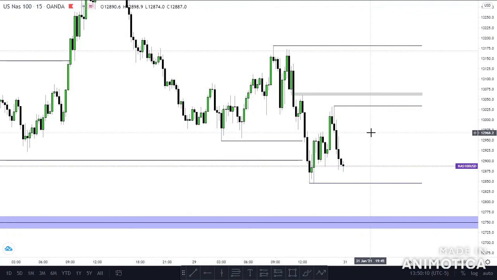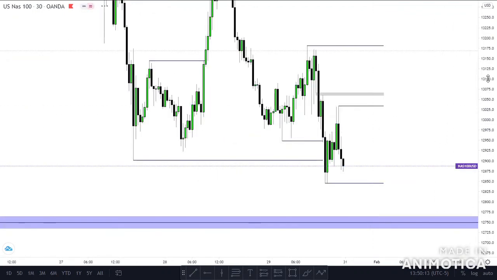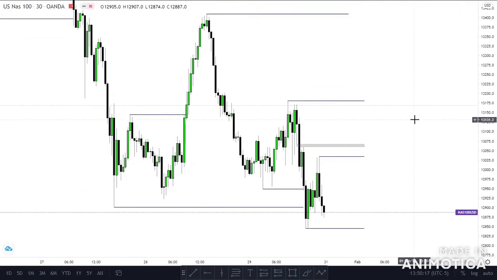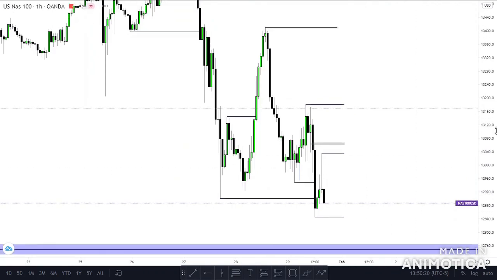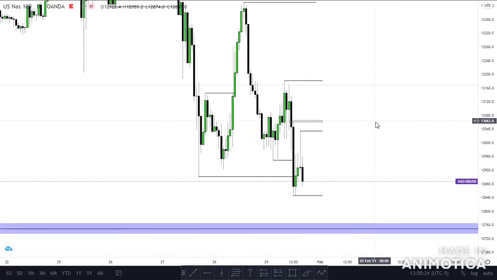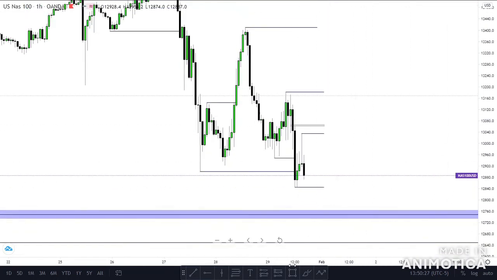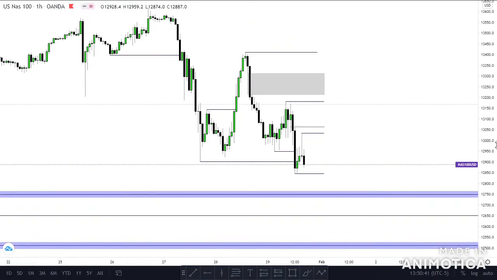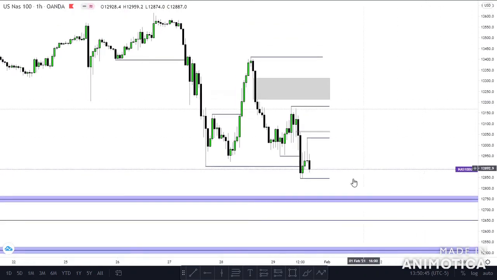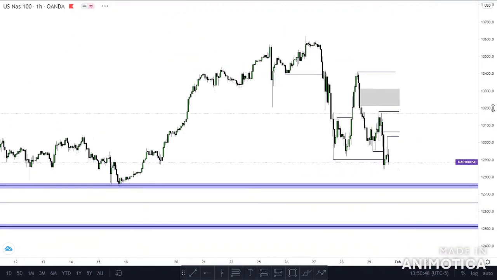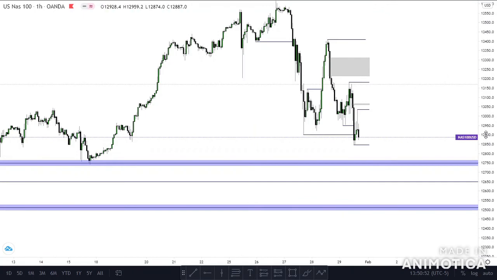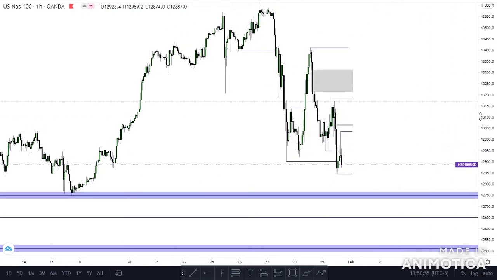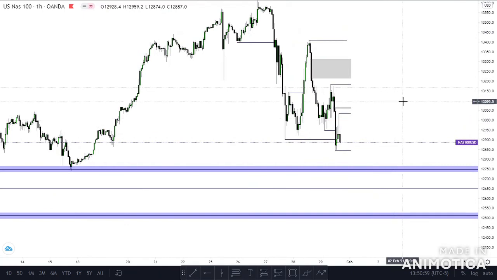But all that we can do for now is just wait and see how Nasdaq reacts. We can also see, not on the 1 hour, that we do have a gap here that we need to fill right here. So it would be interesting to see what happens. So that's what I'll be looking for on Nasdaq. And like I said, we can just wait for now and see where it goes.